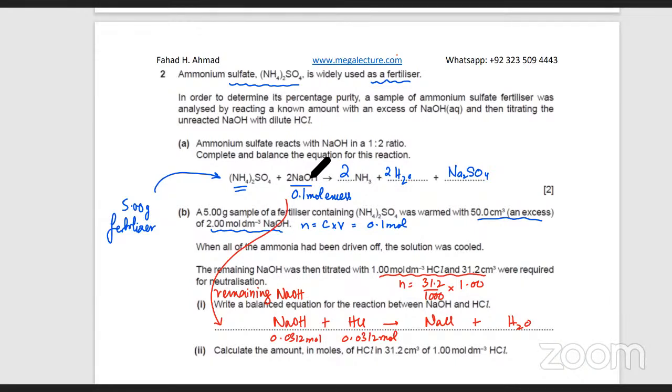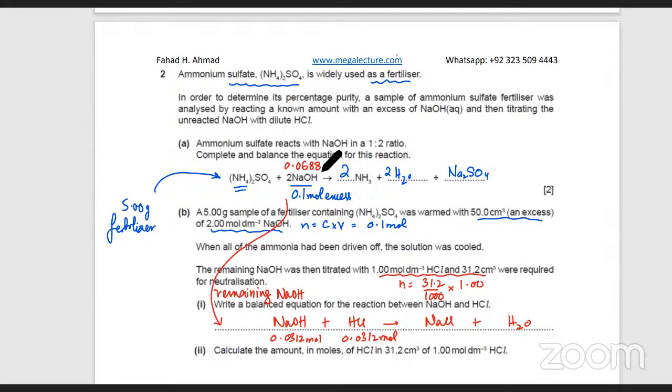It says 0.0688. How much? 0.088? How much? I didn't get it. 6.8. That's 0.0688. So you're getting 0.0688. You found out that out of 0.1, 0.0688 is what actually reacted.